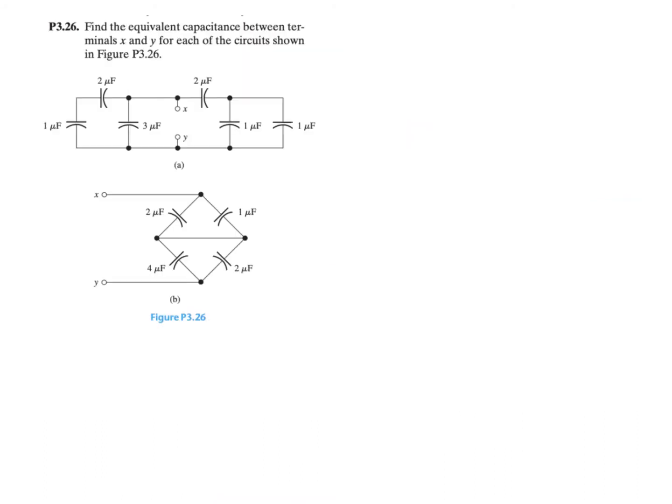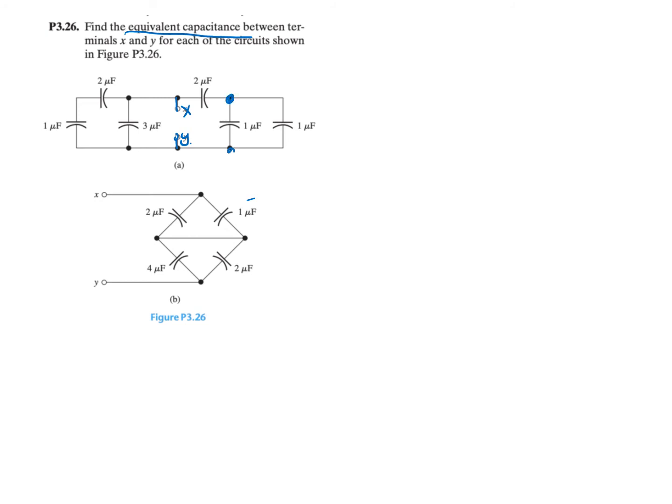Question P3.26. Find the equivalent capacitance between terminal X and Y for each of the circuits shown in figure P3.26. So let's see question A. Terminals are here, X and Y. We first need to find out which capacitors are connected in parallel and which are connected in series. My recommendation is to simplify from somewhere that's far away from the terminals. For example, we can start here.